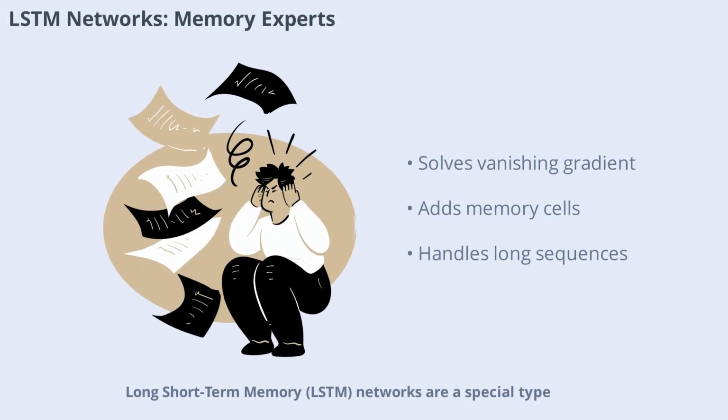Long short-term memory, or LSTM, networks are a special type of RNN designed to overcome the vanishing gradient problem. Standard RNNs struggle with long-term memory, often forgetting important information over time. LSTMs solve this by adding memory cells and gates that decide what to remember, what to forget, and what to pass on. This makes them perfect for tasks that require understanding long sequences, such as language translation or music composition.